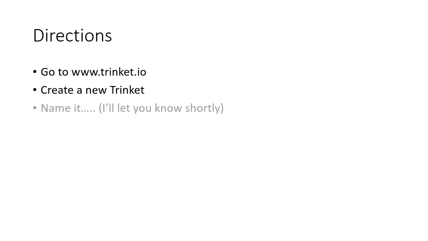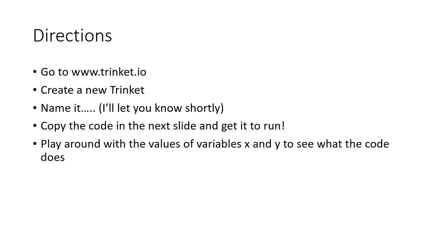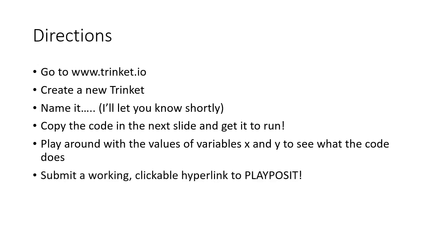So here are your directions. You're going to go to trinket. You're going to create a new trinket, and I'll let you know what to name it on the next slide. But you're going to copy the code that is in the next slide and get it to run. I also want you to play around with the values of the variables x and y just to see what the code does. And then you're going to submit a working clickable hyperlink to PlayPosit. You've done this before, so you should know how to do it.